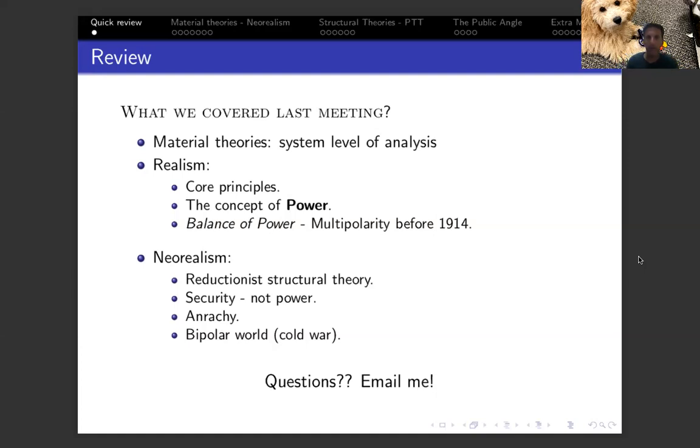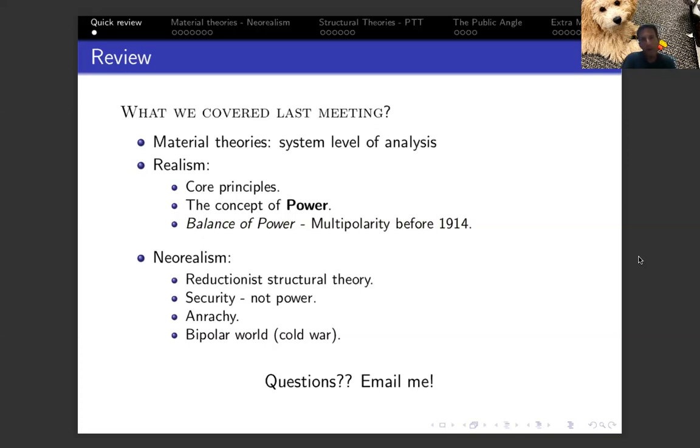And the example that I talked about the most was the multipolar system that has characterized the European nations from the late 17th century all the way through World War I, in some combination or another, but overall it was defined as a multipolar system, again, revolving around the concept of power and the way that actors behave.